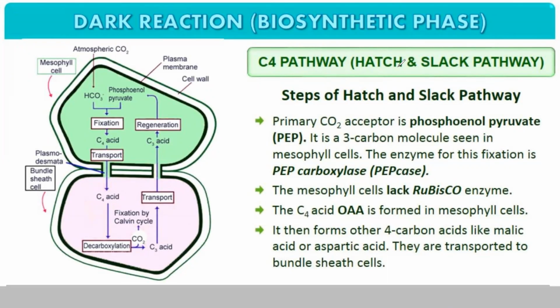Now, this oxaloacetic acid gets transported into the bundle sheath cell, but first it has to convert into either malic acid or aspartic acid.